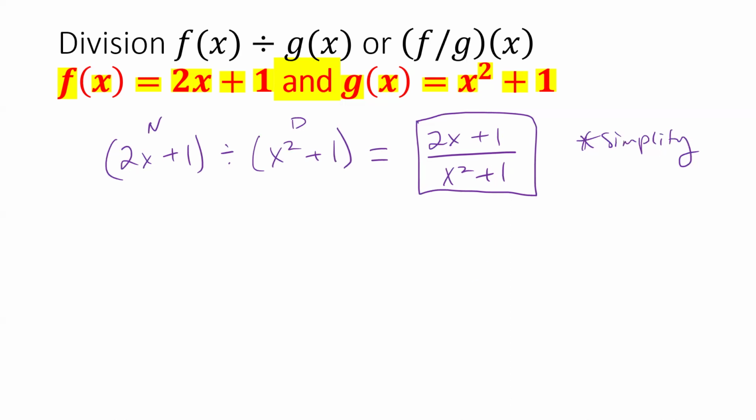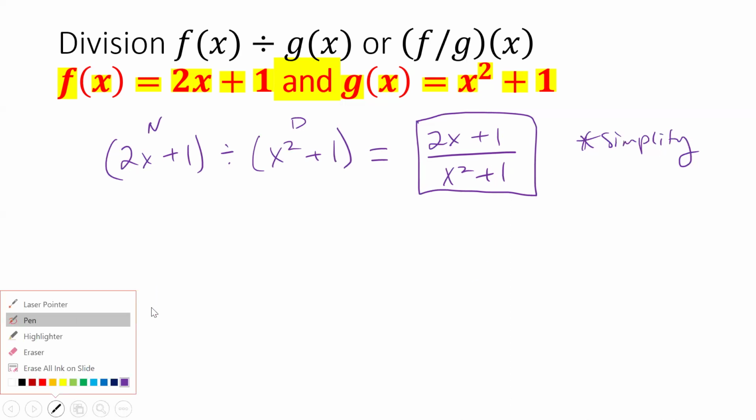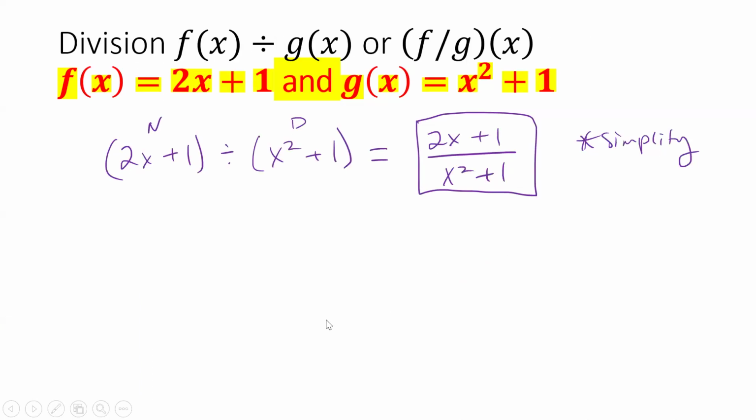Like, I'll show you. This thing is in my way. So for example, Jalen asked, what about when you could eliminate? If this had been 2x plus 2 over 4x squared plus 2, that means that I can factor out a 2 from each one of these. Does that make sense? Yeah.